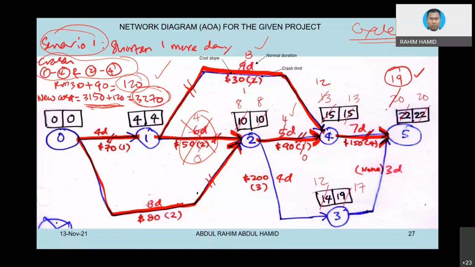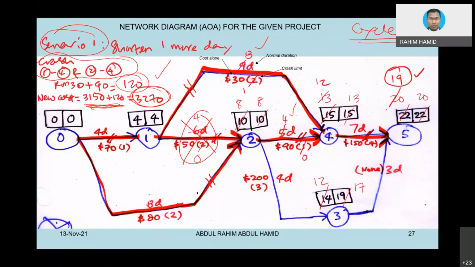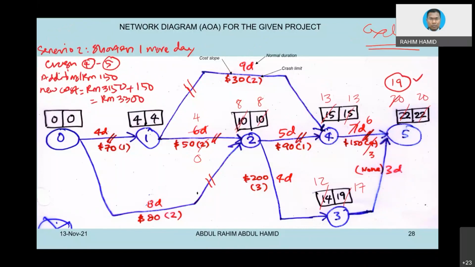Okay, next, still in cycle number 2, but instead of crashing activity 1-4 and 2-4, I now crash activity 4-5. 4-5 is here at the back of the network diagram, because it is much easier when you crash the back activity. Automatically it will be affected. It will basically affect the project overall duration, so you don't have to consider many things.